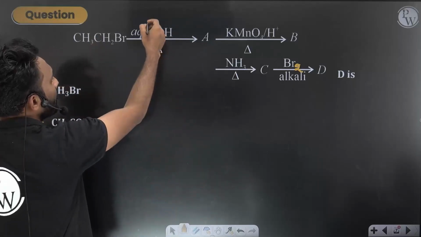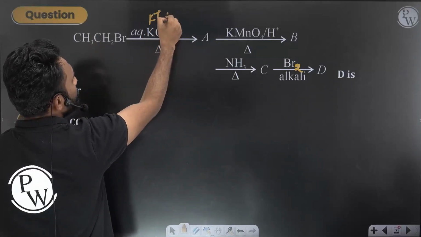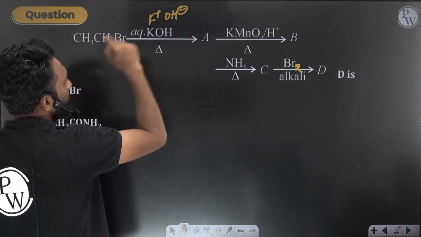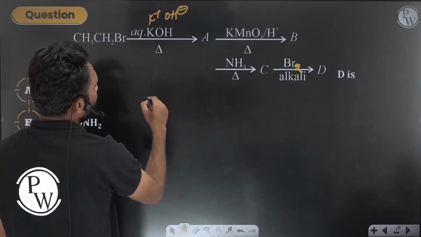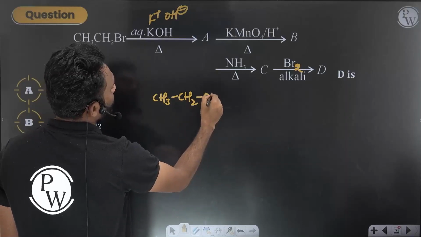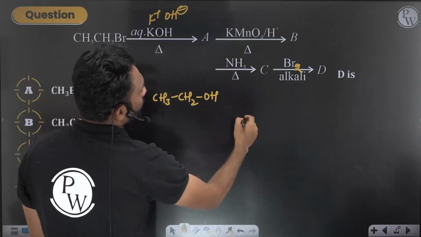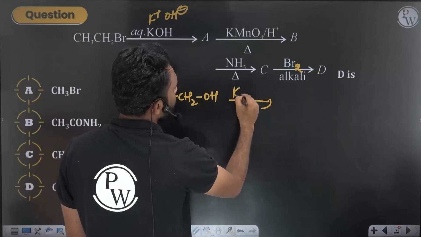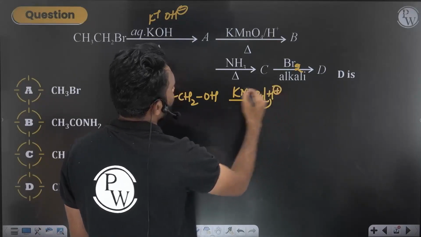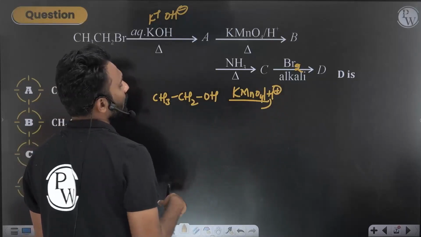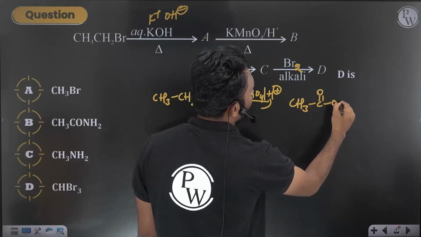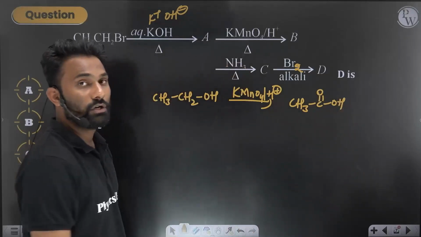Ethyl bromide under aqueous KOH has K plus OH minus. Here the KBr will be eliminated and A will be ethanol. Ethanol upon a strong oxidizing agent, KMnO4 is a strong oxidizing agent. Now what will it do? Primary alcohol will be converted into carboxylic acid.